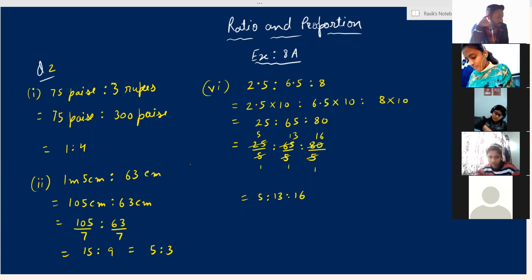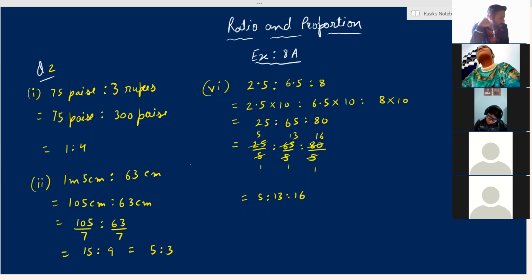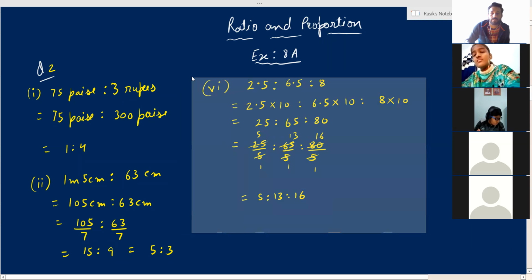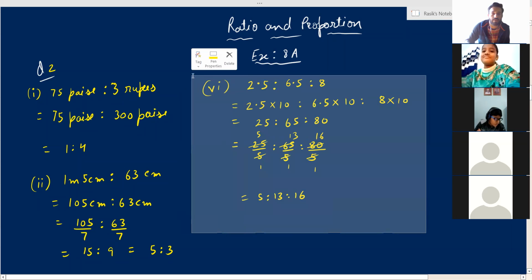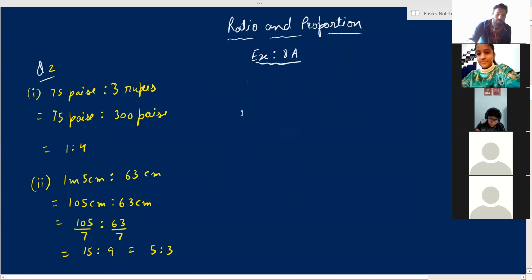Sir, can I tell one method of doing the third question? Sir, 5:3 is the answer. Beta, give the answer only when I ask you. Please, sir, can I tell one method? Yes, tell your method. Sir, first you write the number, sir, then I will tell you the method of how to solve.